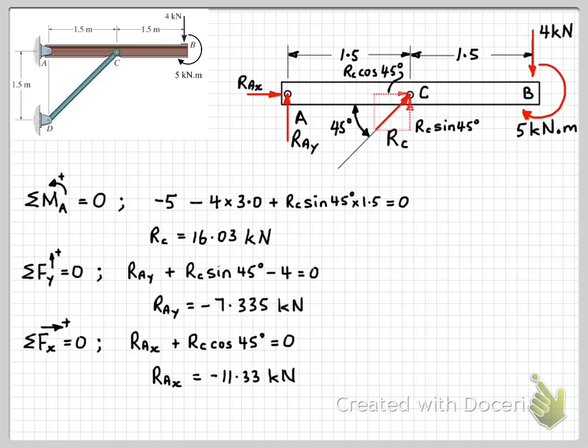Okay, so as I've said in previous tutorial videos, never go back and change your free body diagram. Just leave it as it is, and the negative sign will indicate that this force is actually acting to the left.